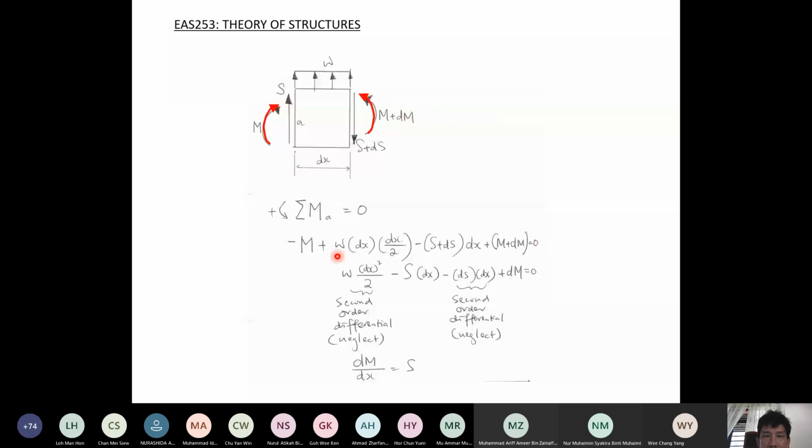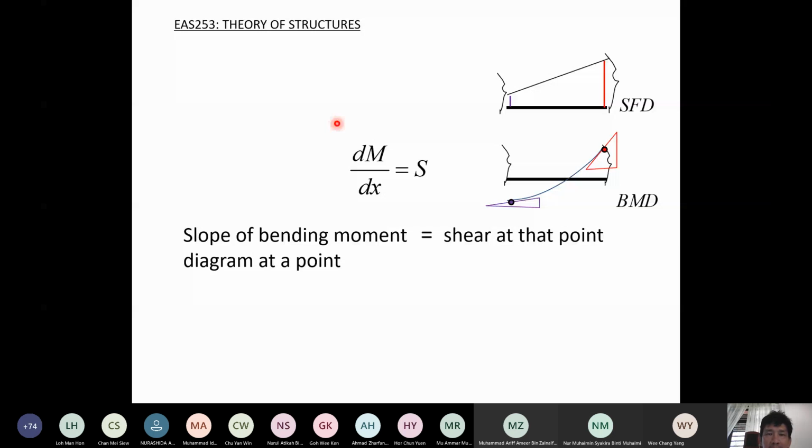If we simplify this, we get an equation like this. This term, W multiplied by dx squared, we neglect because dx is a very, very small distance, and if we square it, it becomes even smaller. So this value compared to the rest of the terms is negligible. Also this part, ds multiplied by dx, is a very small value multiplied by another small value. Again, this is negligible, so we neglect it. As a result, we come to this equation relating shear and bending moment. Shown here is the second important relation that we need in this method for drawing shear force diagrams and bending moment diagrams. It is dM dx equals S.